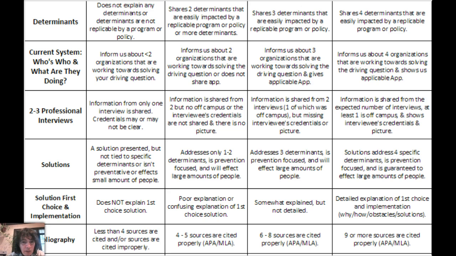Alright. And then your solutions, you need to obviously share those with us, and those are going to address and sort of answer your driving question, and they should be matched up with your determinants. So each determinant will get its own solution. Alright, it is possible to come up with a solution that addresses 2 determinants. Alright, so each group will either have 3 or 4 solutions to answer their driving question and sort of solve the issue that you've been researching.